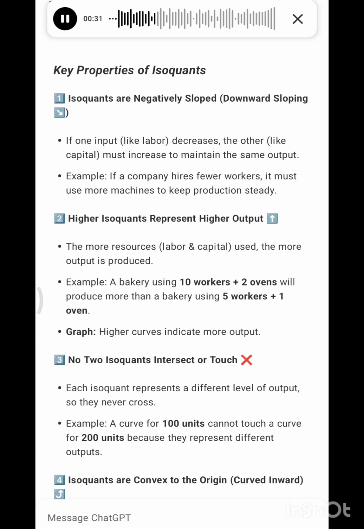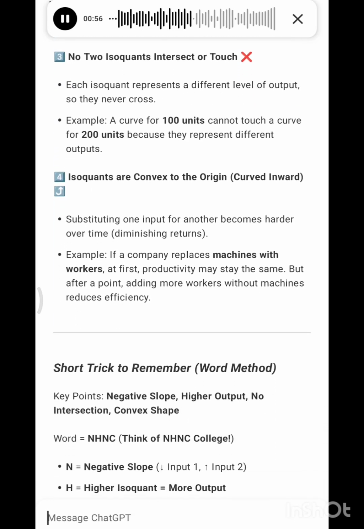2. Higher isoquants represent higher output. The more resources, labor and capital, used, the more output is produced. Example: a bakery using 10 workers plus 2 ovens will produce more than a bakery using 5 workers and 1 oven. Graph: higher curves indicate more output. 3. No 2 isoquants intersect or touch. Each isoquant represents a different level of output, so they never cross.